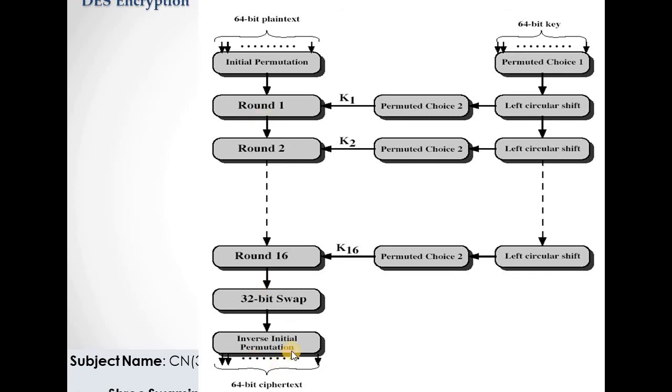Then permuted output, right. So permuted output is then passed through 16 rounds, which involves both permutation and substitution functions. So the left and right halves from the last round are swapped to produce the pre-output. Pre-output is passed through a permutation that is the inverse of the initial permutation function to produce the 64-bit ciphertext.